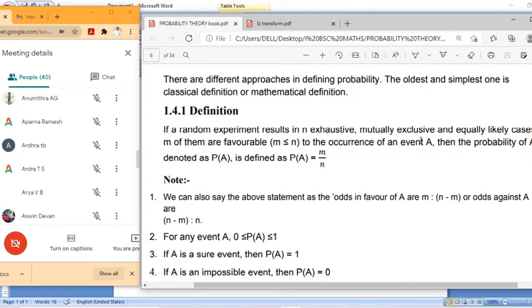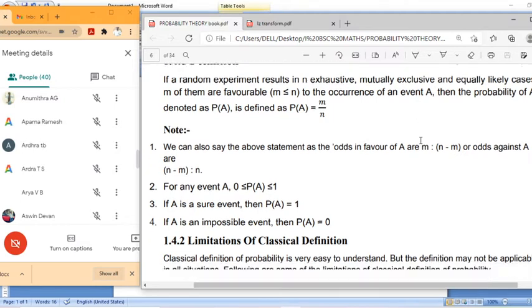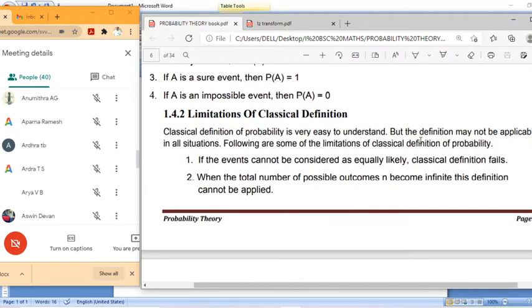So we can apply this probability definition in two situations. One is that equal chance of occurrence is there for each sample point. Second one is that n should be finite. And if it fails, that means if there is no equal chance of occurrence, and if n is infinity, we cannot apply this definition. So those are the two limitations of the classical definition. Clear?